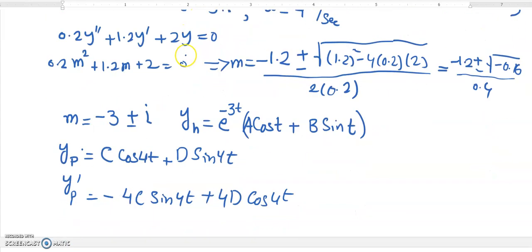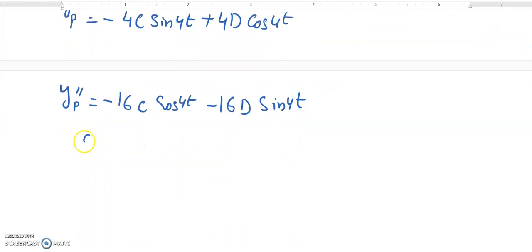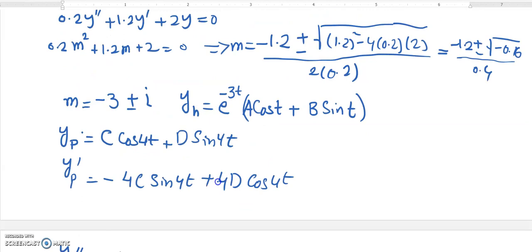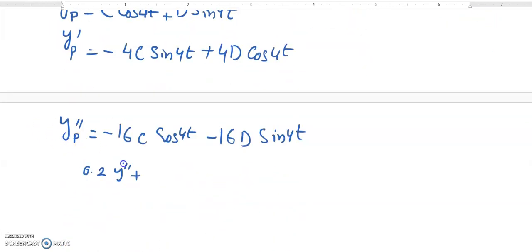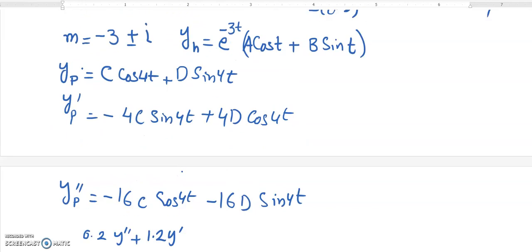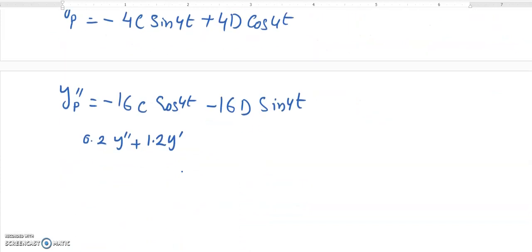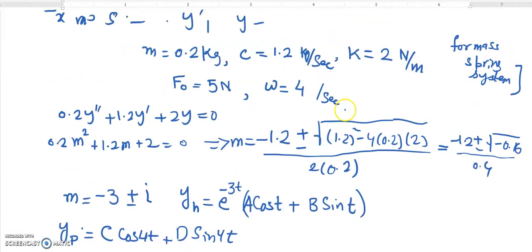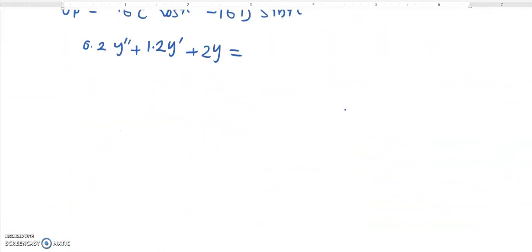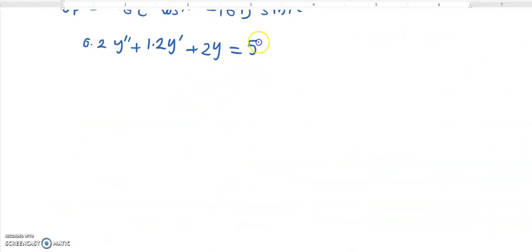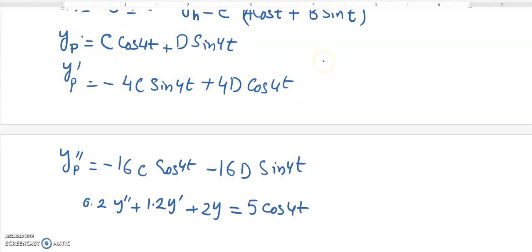I can write again: 0.2 y double prime plus 1.2 y prime plus 2y was equal to 5 cosine of 4t. So, 0.2 times this equation, so it will be 16 times 0.2.